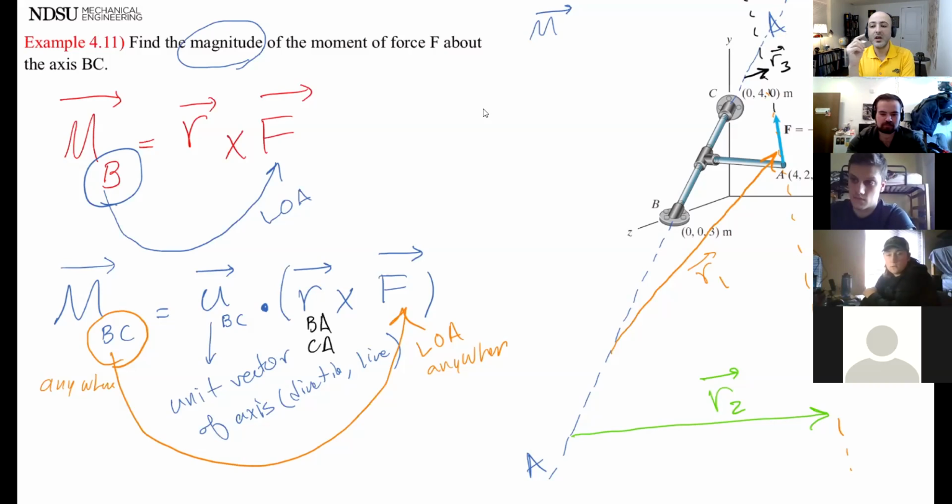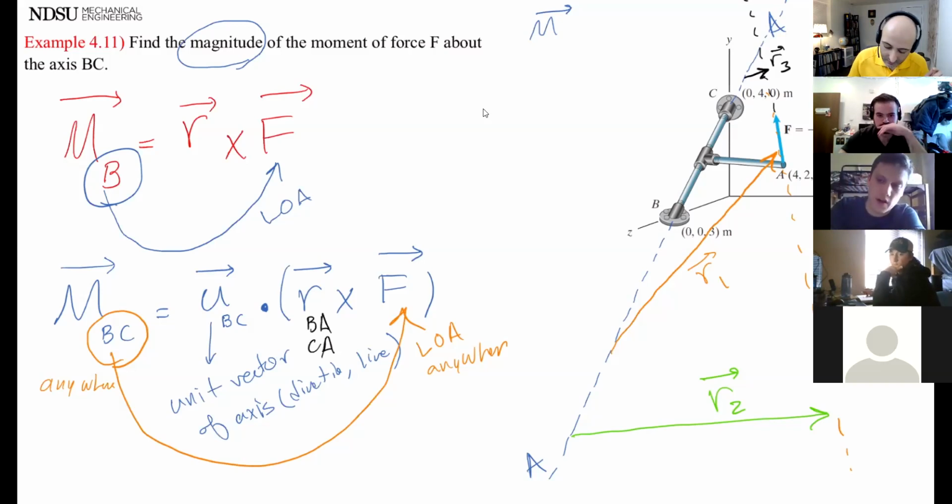The important thing is you cannot go from A to C. I mean, you can, but you're going to get a flipped moment, right? It starts from your axis, or it starts from your point, it goes to the line of action of force, okay? Just be mindful of that. But yeah, you can take BA or CA.